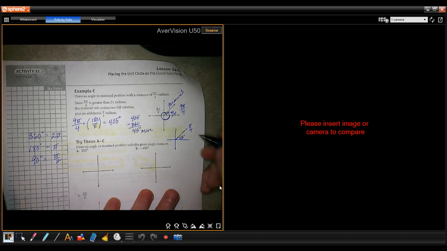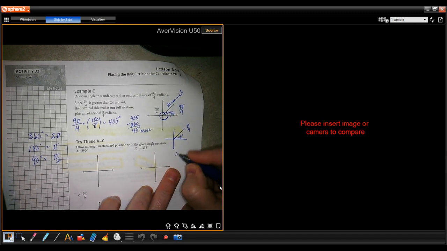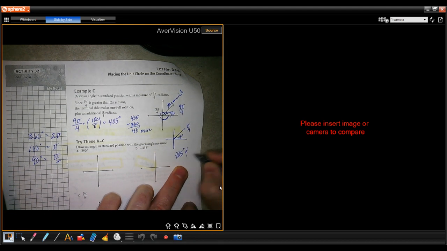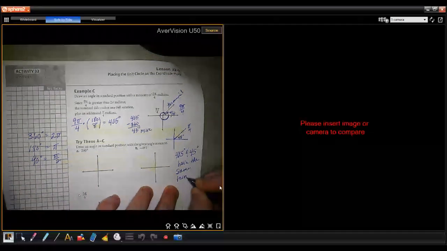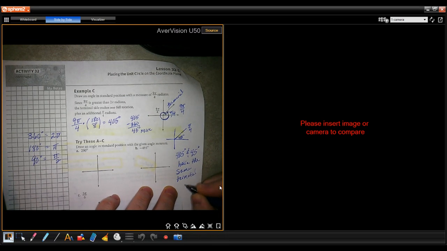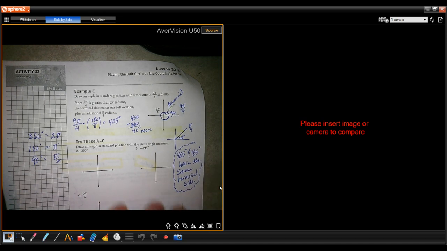We can also say, so, a 405 degree angle and a 45 degree angle have the same terminal side. Very, very important. That's kind of what this lesson is about today, or the beginning of the lesson anyway.